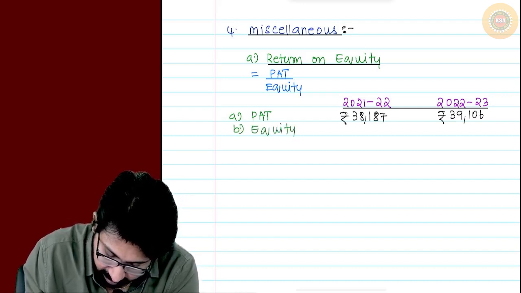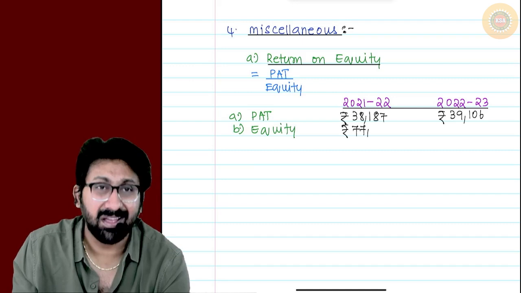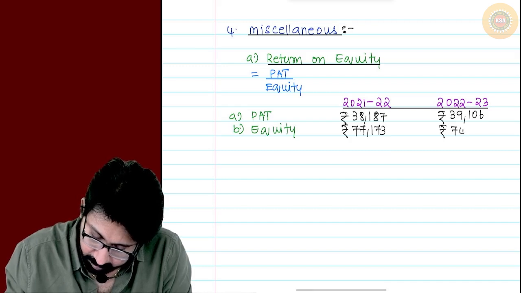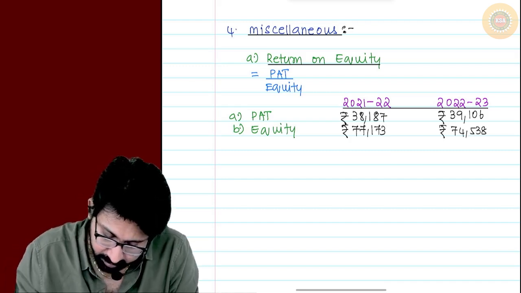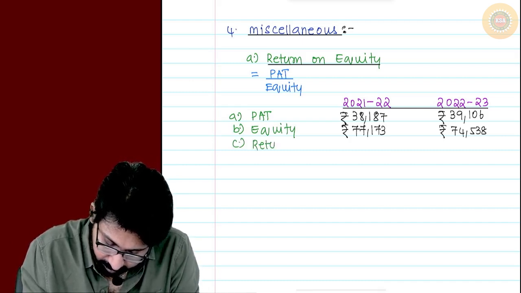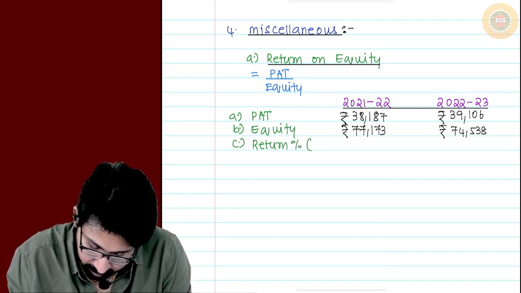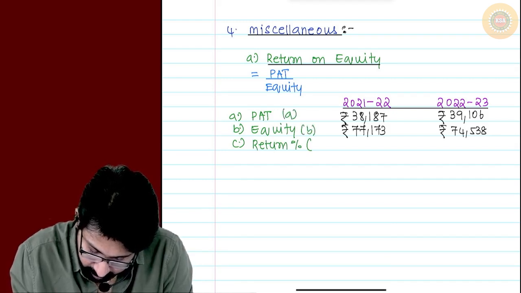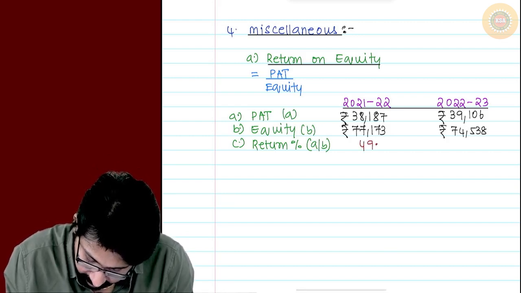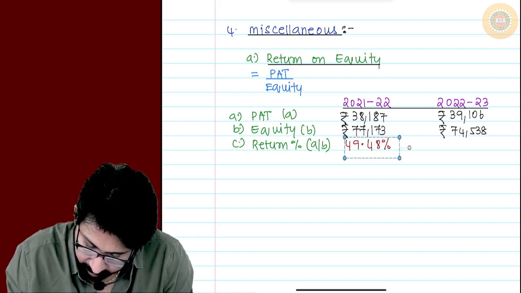What is the equity amount of the company? 77,173. Second, 75,538. Return percentage. First percent, tell me. 49.48. Next.